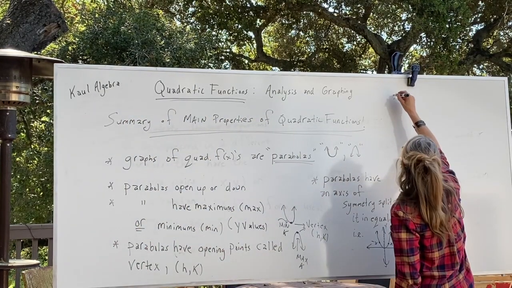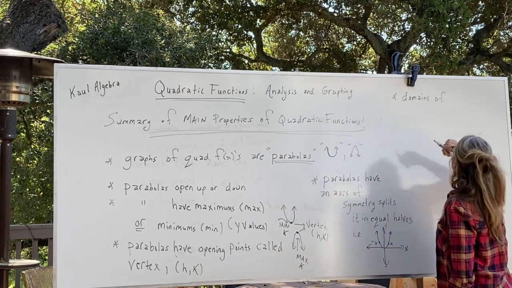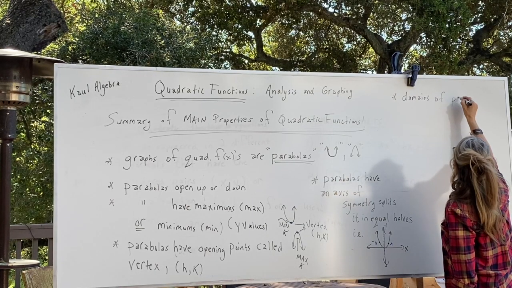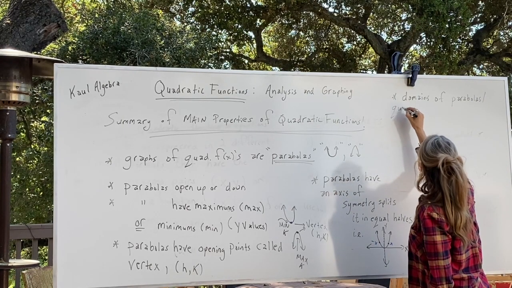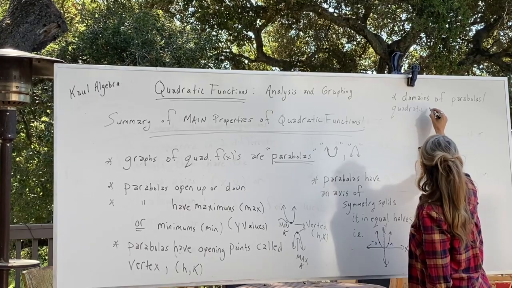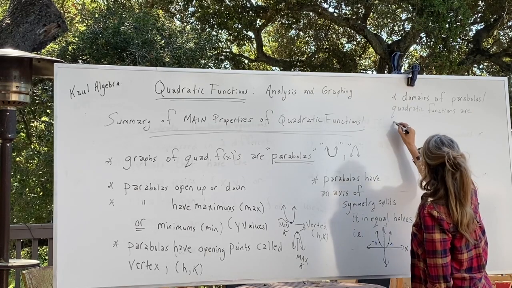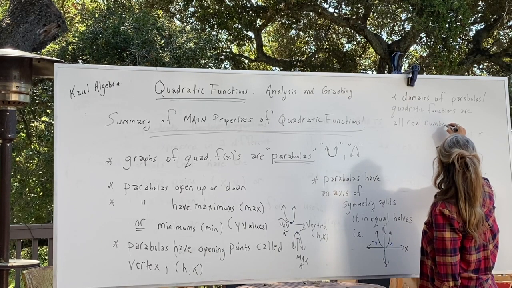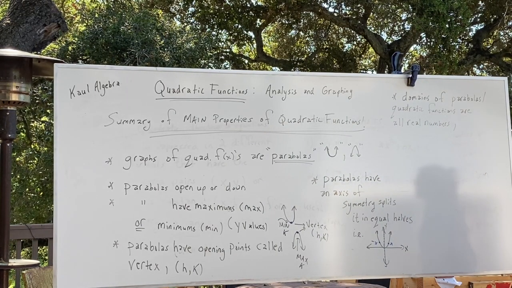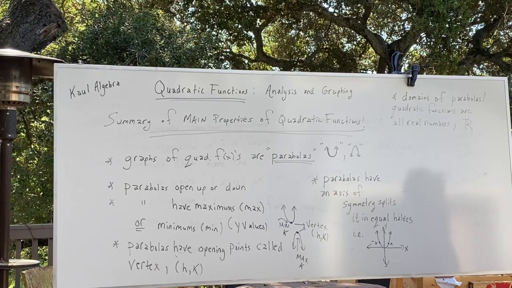So domains of quadratic functions, of parabolas, are all real numbers. So I'm going to go ahead and put the symbol for real numbers in there. This is our symbol that we use. Okay, so that's always the case when they're quadratic functions.